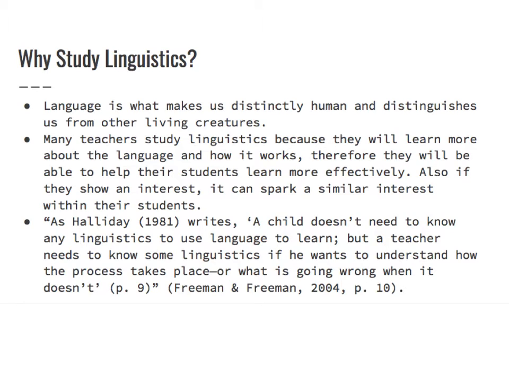Why study linguistics? Language is what makes us distinctly human and distinguishes us from other living creatures. Many teachers study linguistics because they will learn more about the language and how it works. Therefore, they will be able to help their students learn more effectively. Also, if they show an interest, it can spark a similar interest within their students. According to Freeman and Freeman, as Holliday writes, a child doesn't need to know any linguistics to use language to learn, but a teacher needs to know some linguistics if he wants to understand how the process takes place or what is going wrong when it doesn't.